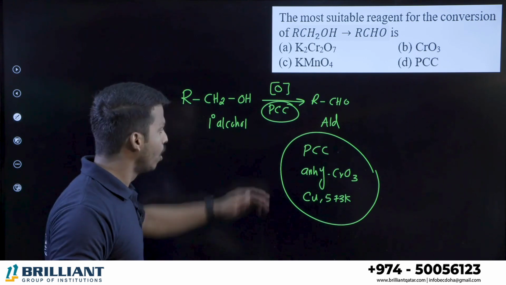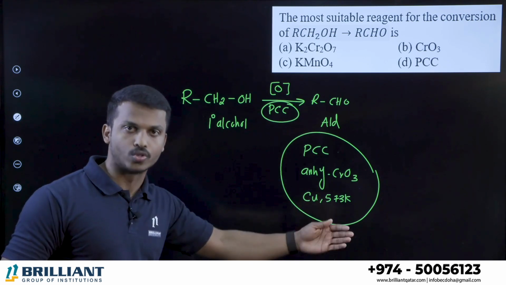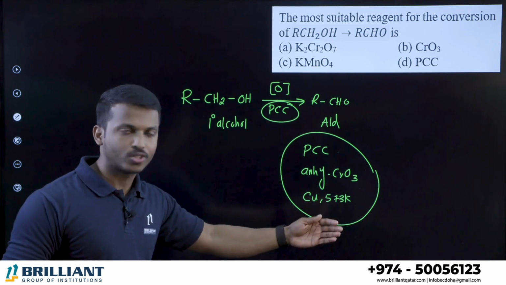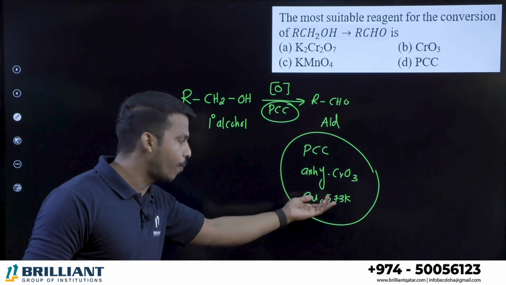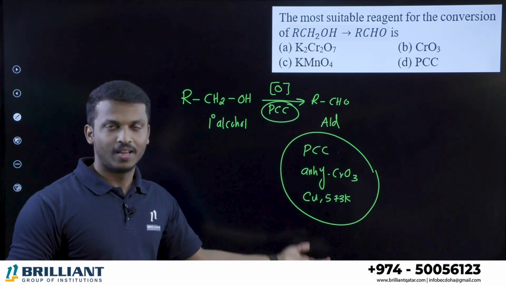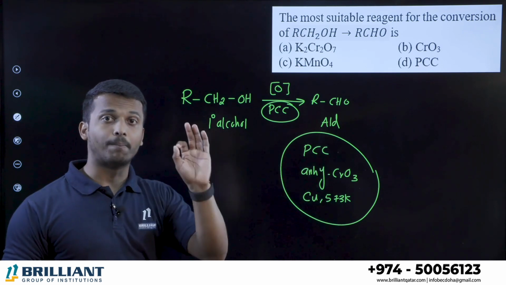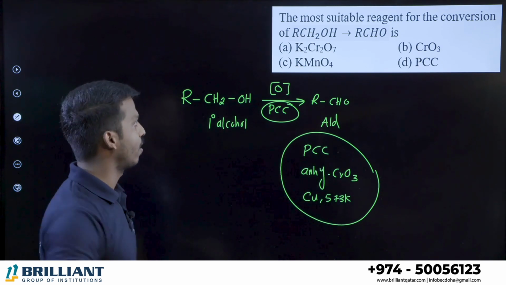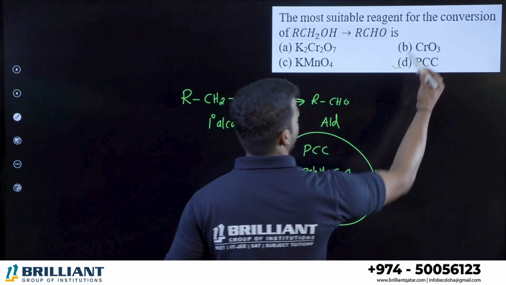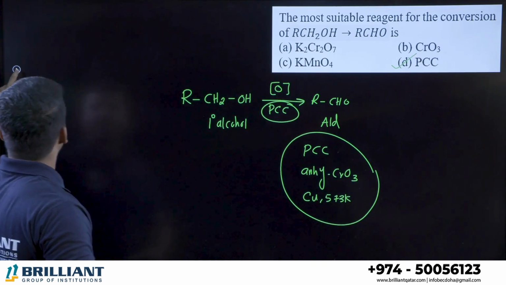Keep in mind, all of them can be used. I'm not saying anhydrous CrO3 or copper at 573 can't be used. All of them can be used to convert a primary alcohol to an aldehyde, but the best reagent is PCC. Alright, so your answer is which one? Option D is the correct answer.